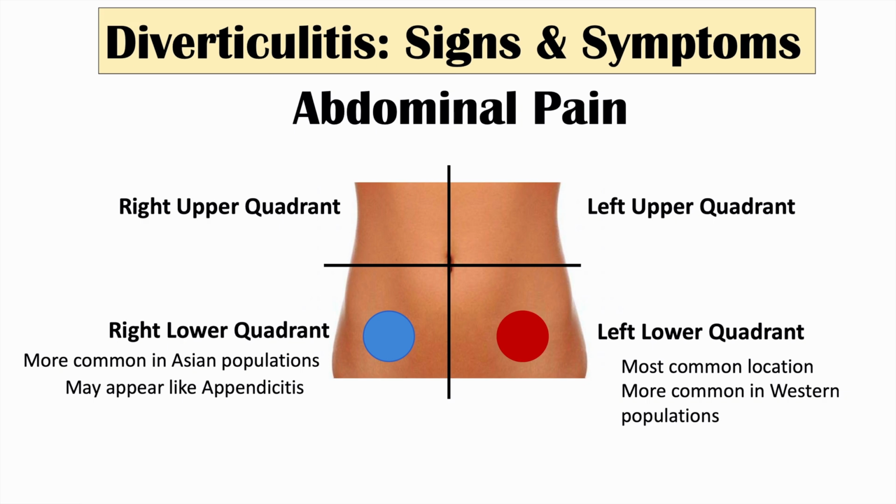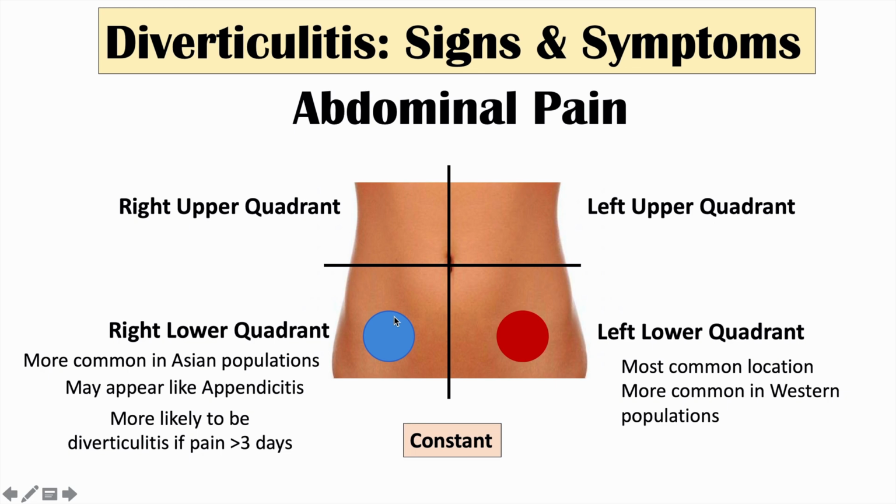And this may appear like appendicitis. Your appendix is right here as well. But it's more likely to be diverticulitis if the pain is lasting more than 3 days. So again, left lower quadrant is the most common location where we see abdominal pain in diverticulitis, and it's even more common in Western populations. And in the right lower quadrant, if you see pain there, it's more common in Asian populations with diverticulitis, and it can appear like appendicitis.